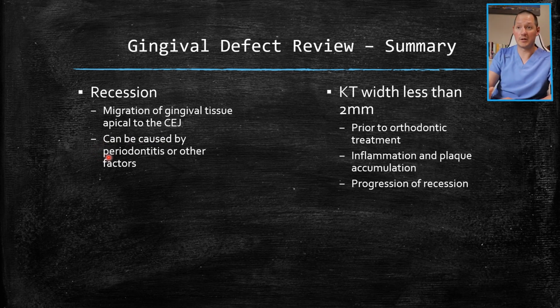KT width, less than 2 millimeters, right? That's the other thing that we talked about here. We want to make sure that we are addressing the KT width prior to ortho treatment. Inflammation and plaque accumulation, you see it on the patient and they're not able to keep this area clean and it's bleeding all the time. It's sensitive to the patient. Or if we see that there's a lack of KT and we see progression of recession. The recession is continuing to get worse. These are times that as a clinician, a red flag should go up and say, hey, there's an issue here and we should probably be addressing it.